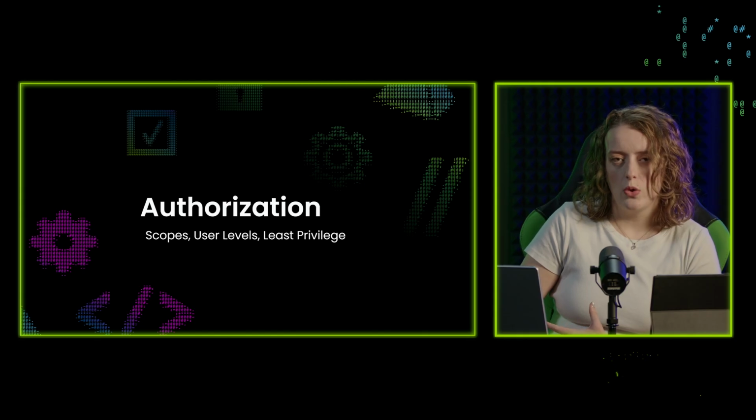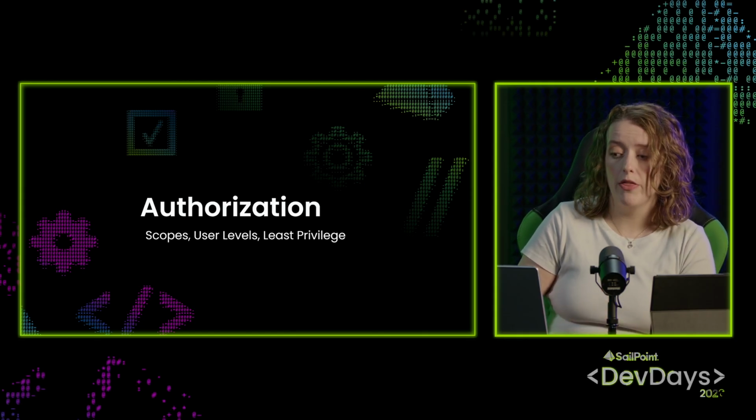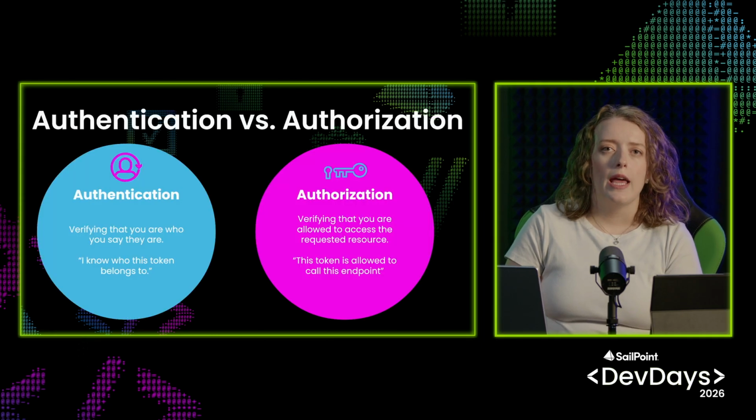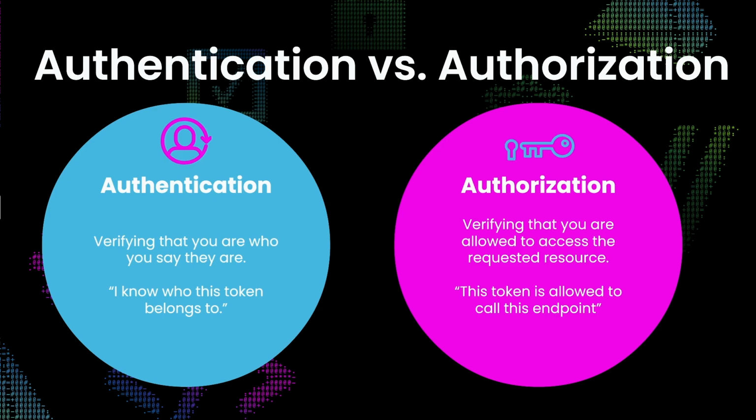So authentication told us who you are. Now authorization tells us what you're allowed to do. Let's draw a clear line between these two. When we're looking at them, the 2 words sound pretty similar. And they are related, but they are completely different things. So let's break down the difference between them.